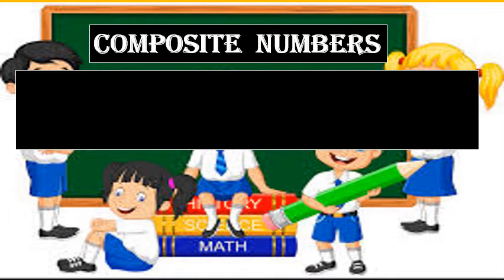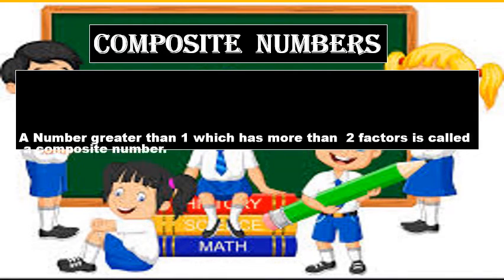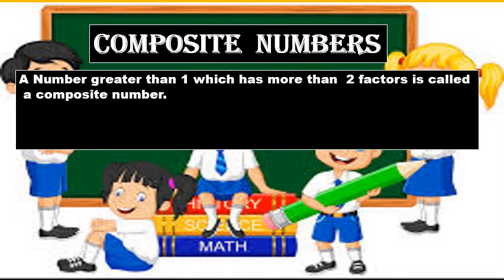Next, coming to composite numbers. A number greater than 1 which has more than 2 factors is called a composite number. For example, 4, 6, 8, 9, 10, etc. Children, you have already found factors of numbers. All the numbers which have more than 2 factors come under the category of composite numbers.